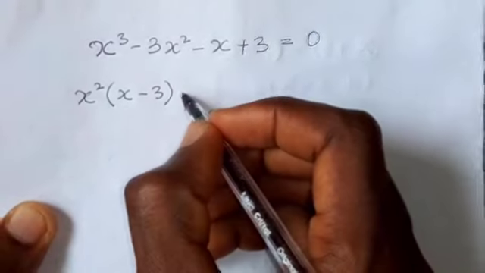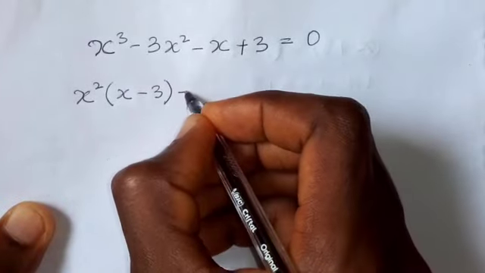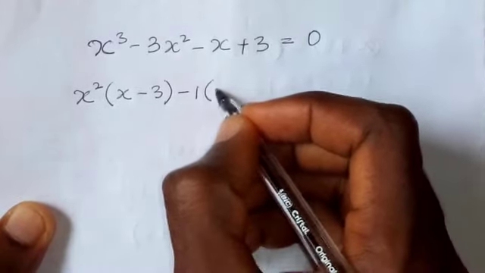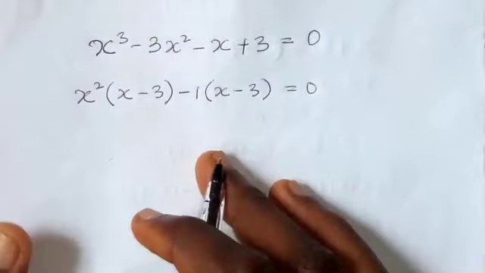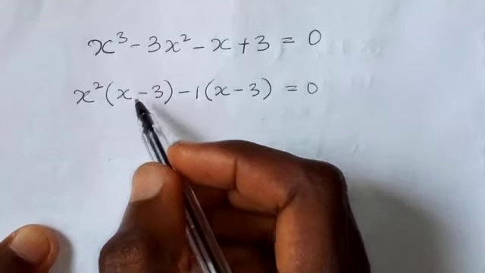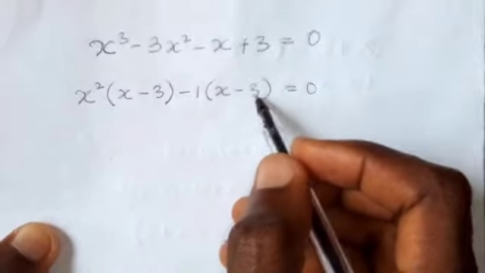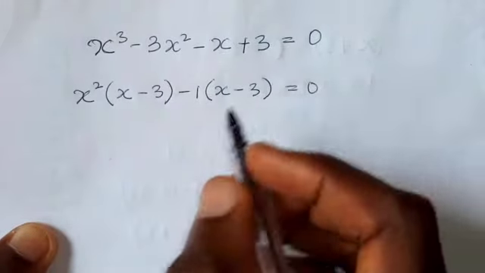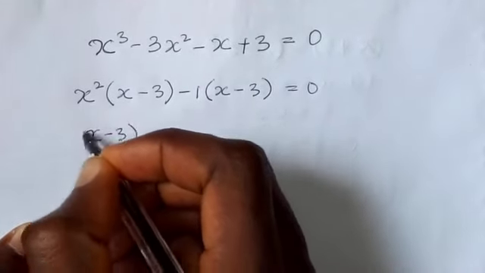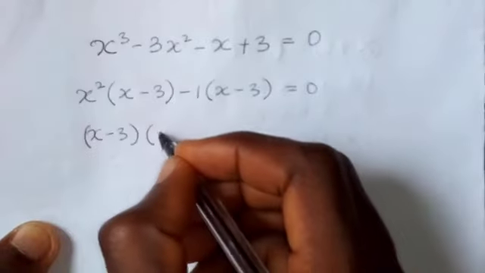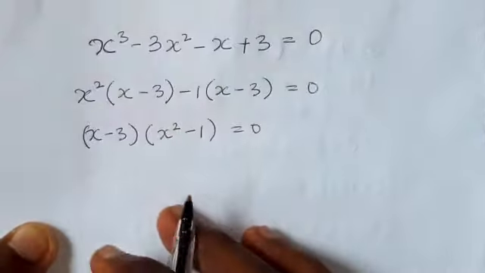It left this, so let's factorize out minus 1. We have minus 1 into x minus 3 equals 0. Now we have a common factor here, x minus 3, x minus 3. This is the factorization method. So we have x minus 3 into x raised to power 2 minus 1 equals 0.